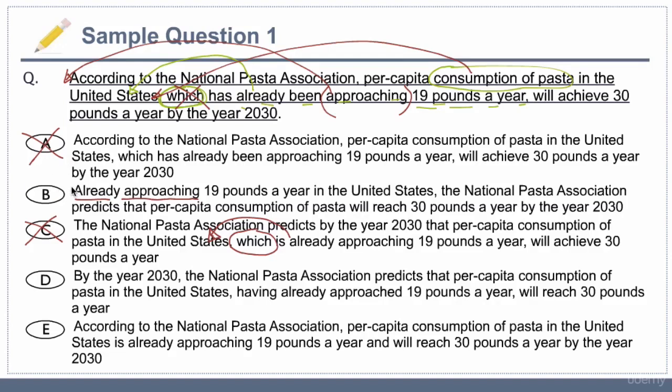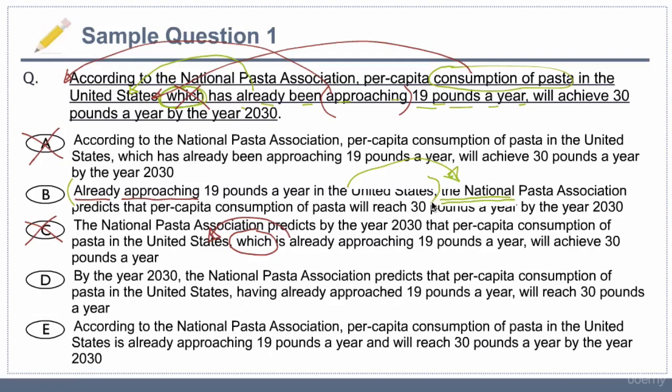Well, this violates the rule that we talked about in the modifier video in sentence corrections, about the common setup that the GMAT likes to throw at you, where they give you the modifier up front, a modifying clause, maybe an action or in this case a description, a modifier: what was approaching 19 pounds a year in the United States. And we know that what comes immediately after the comma needs to be what is being modified by that introductory modifying phrase.